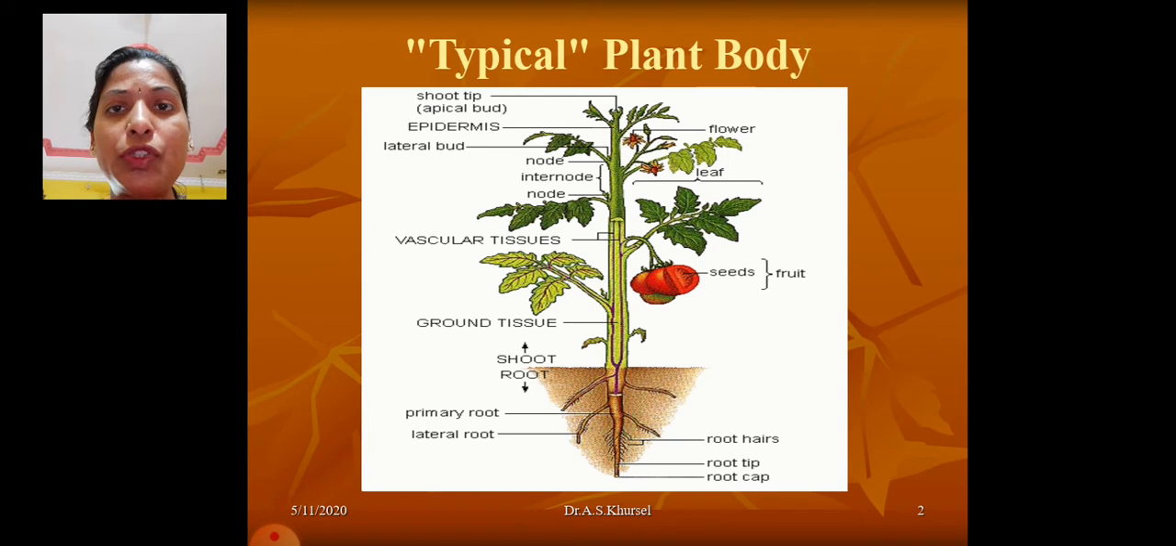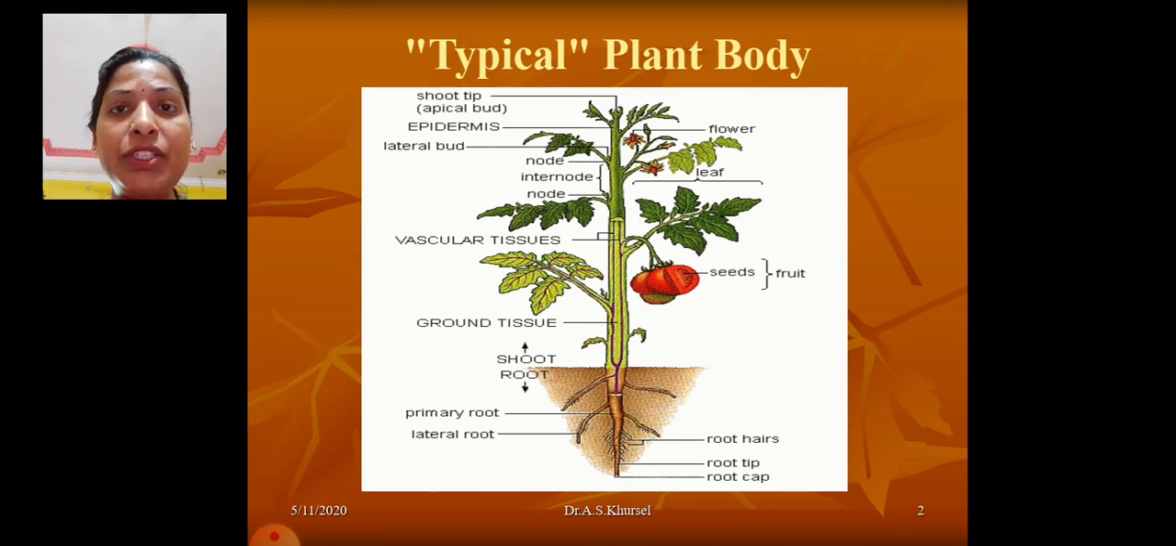Let's see what a fruit is. Fruit is the edible part of the plant. It bears a number of seeds, and the seed is a very important part of the plant because the seed germinates into a new plant. Thus all the parts of the plant body play a vital role in the life cycle of the plant.